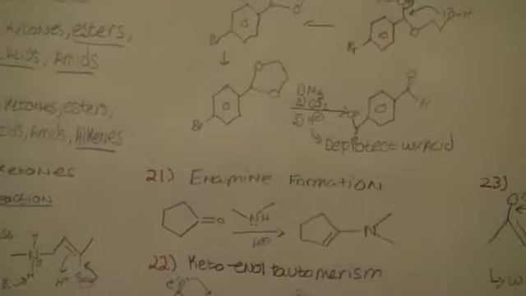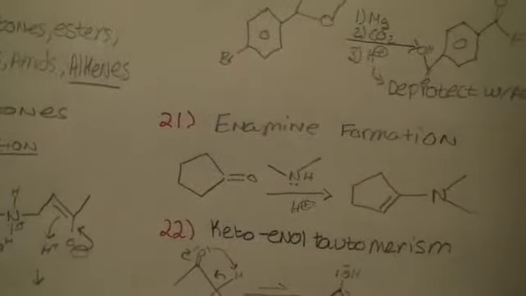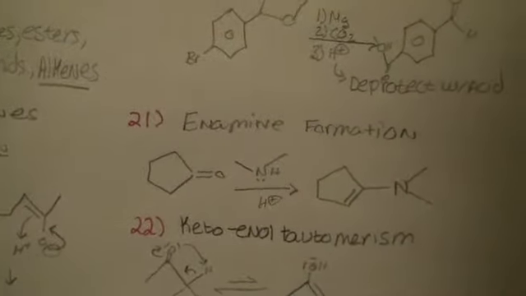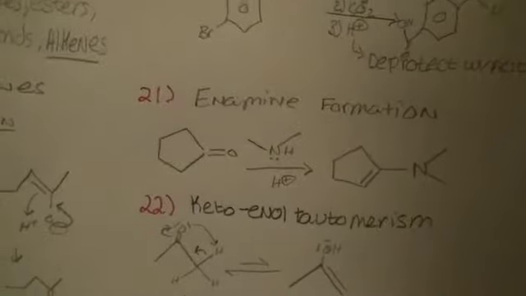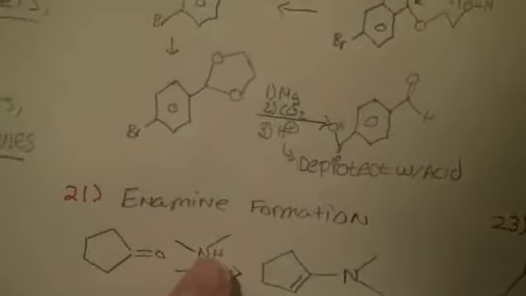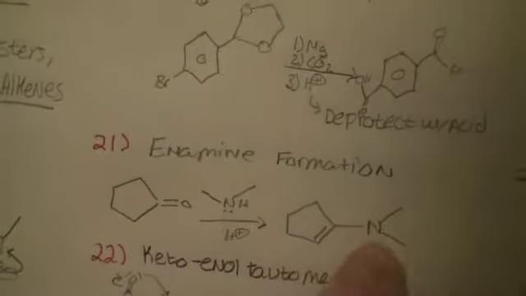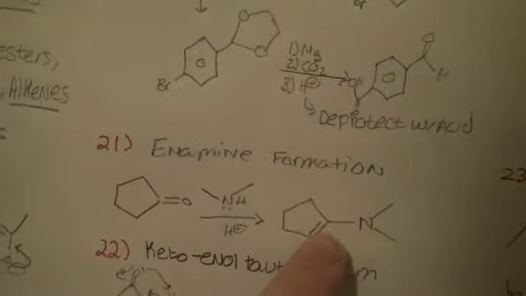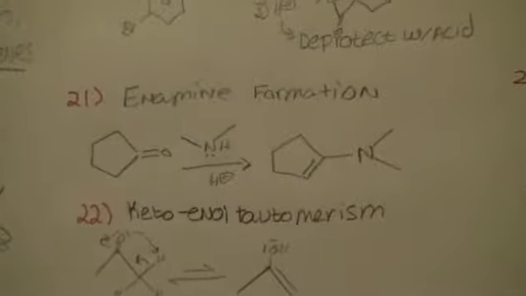Next is enamine formation. You have your carbonyl carbon and a nitrogen that's attached to a hydrogen and two alkyl groups. And what happens is it replaces it with a single bond and then a double bond right next to it. It's an important pattern to remember. I'm not really going to get into the mechanism of it.